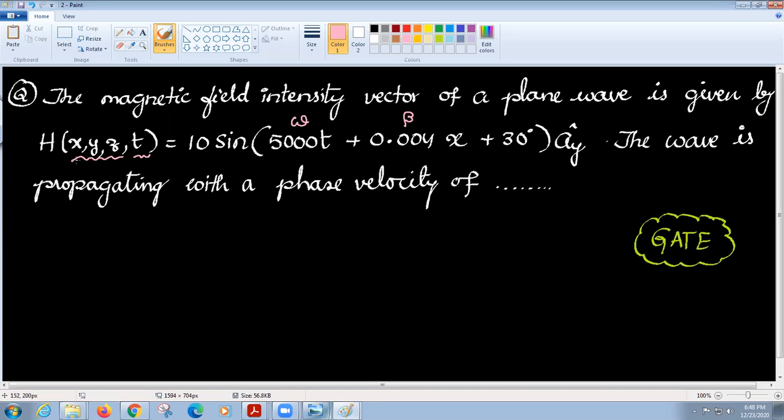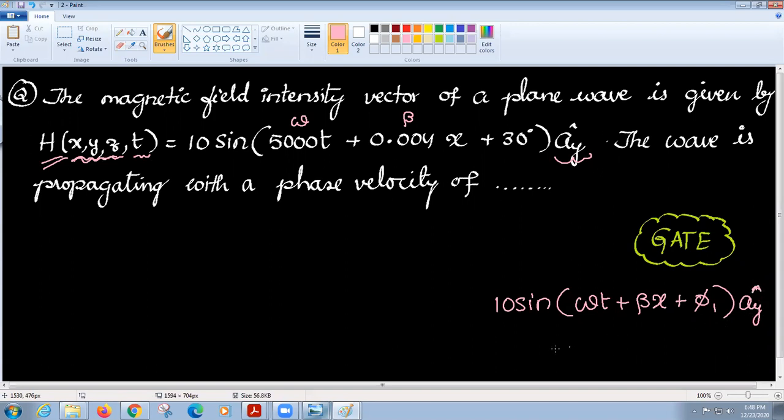Okay, of course here we are showing all three space dimensions, but the wave is traveling in the negative x-axis, because you have something like this. You have H equal to some amplitude times sine of omega t plus beta x plus some initial phase. And this H is polarized along the y-axis.